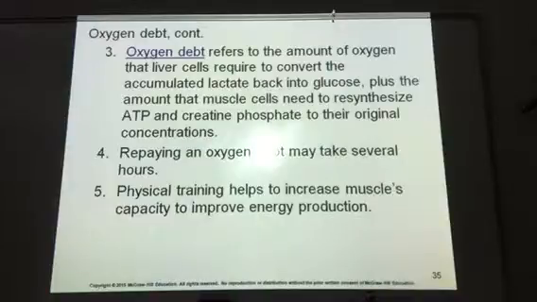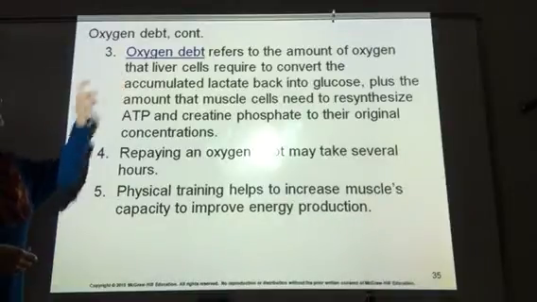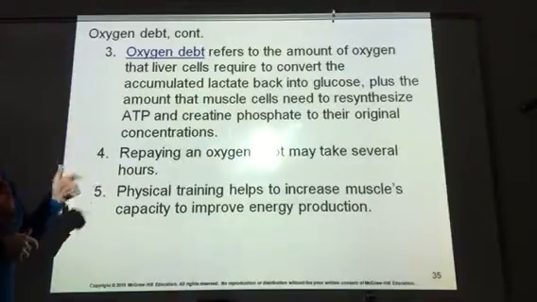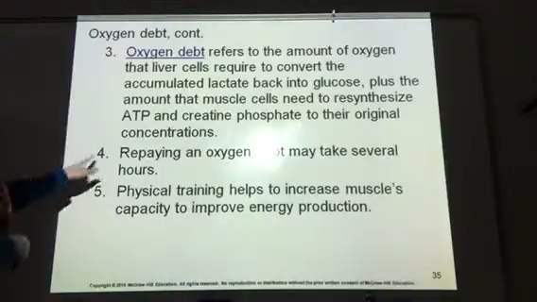Oxygen debt then refers to that amount. So we have this deficiency. We don't have enough oxygen for good cellular respiration. Oxygen debt is the amount of oxygen needed, or that the liver cells require, to convert that lactate back to glucose. So it's the amount of oxygen needed, plus the muscle cells will then need to produce more ATP and creatine, get everything back to that normal starting position. Repaying an oxygen debt may take several hours.